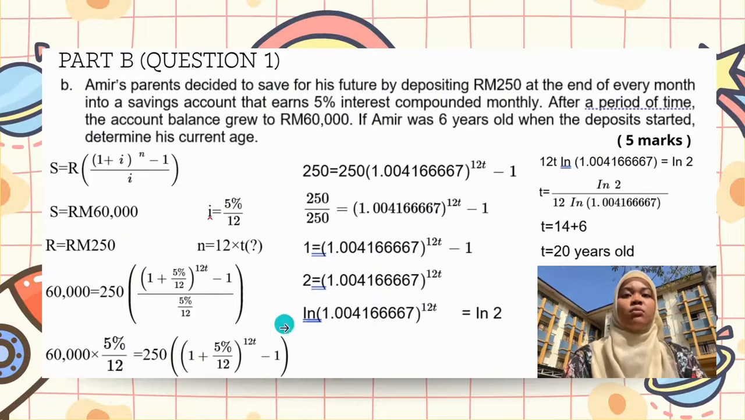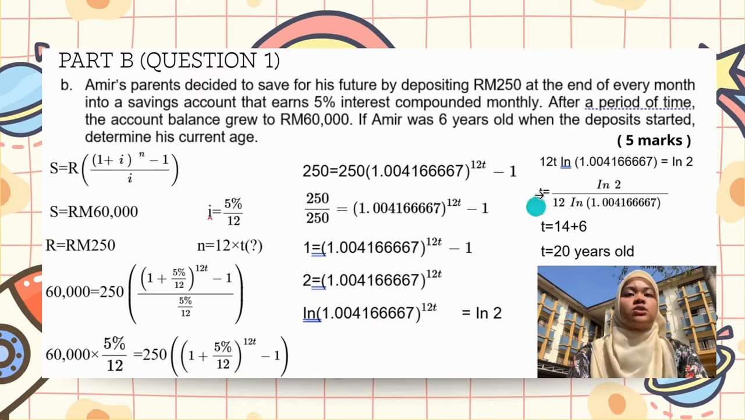Then we use ln on both sides to simplify it. Then it will be ln bracket 1.004166667 bracket power of 12 times t equals ln 2. By taking the natural log, we need to bring down the 12 times t in front on the left side. Then it will be 12 times t ln bracket 1.004166667 bracket equals ln 2. Then t equals ln 2 divided by 12 ln bracket 1.004166667 bracket. Then t equals 40.